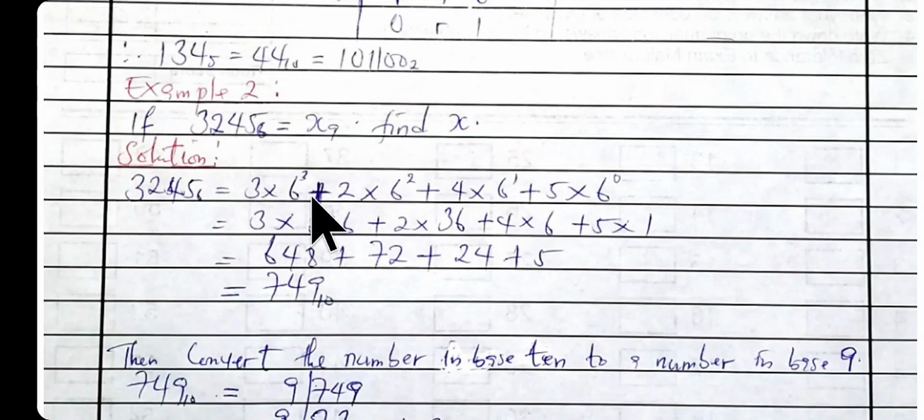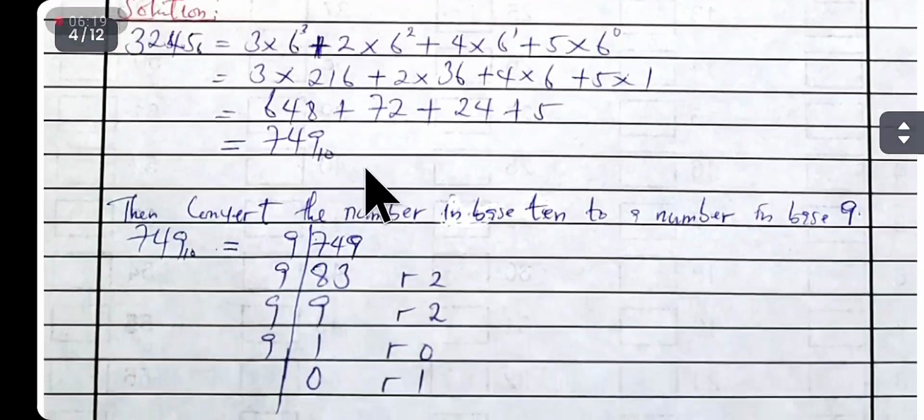Then this is equal to 3 times 6 raised to power 3, which is 216, plus 2 times 6 raised to power 2, which is 36, plus 4 times 6 raised to power 1, which is 6, plus 5 times 6 raised to power 0, which is 1. So 3 times 216 is 648, plus 2 times 36 is 72, plus 4 times 6 is 24, plus 5 times 1 is 5. So 648 plus 72 plus 24 plus 5 is going to give us 749 in base 10.